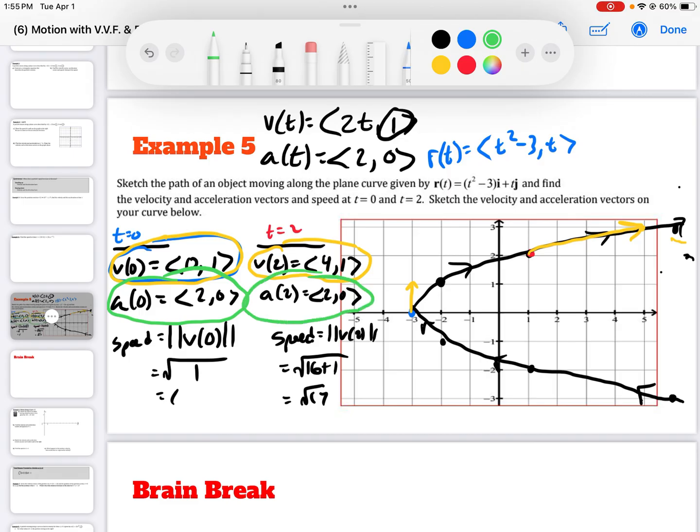Okay, the acceleration vector is going to be the same for both of them, 2, 0. So the x is changing at a rate of 2 units, and the y is not changing at all. It's changing at a constant rate. So those vectors are both this way. The magnitude tells you the length. I'm just going to highlight it in red. So that segment is 1 unit long. This one will be the square root of 17 units long. The magnitude of the velocity tells you the speed of the particle.